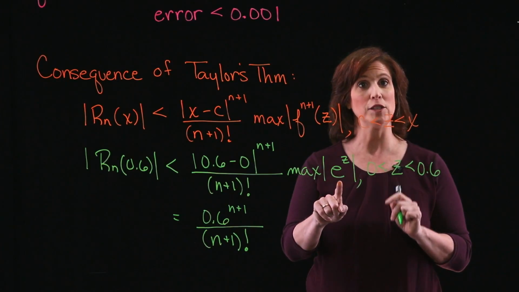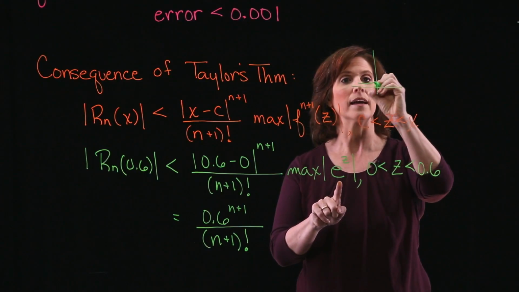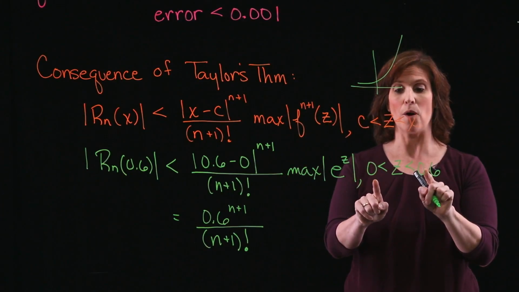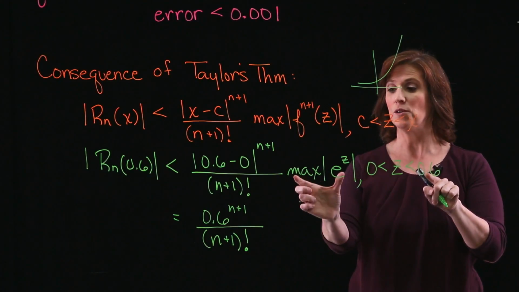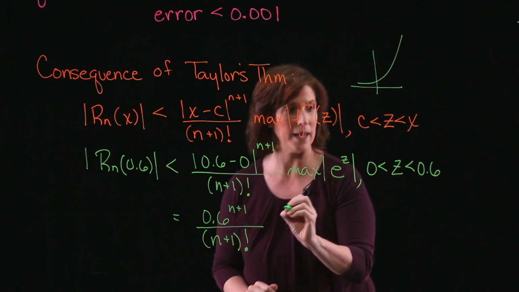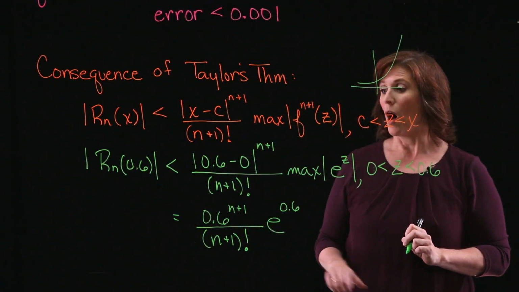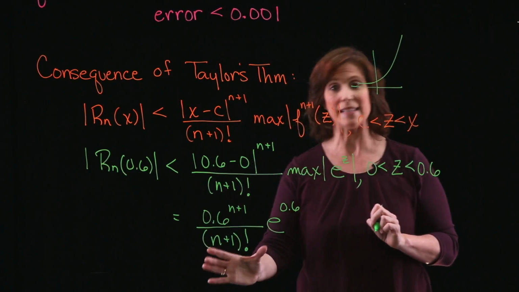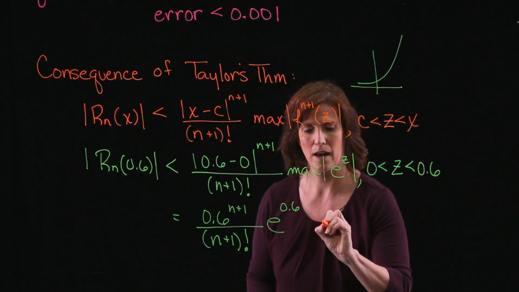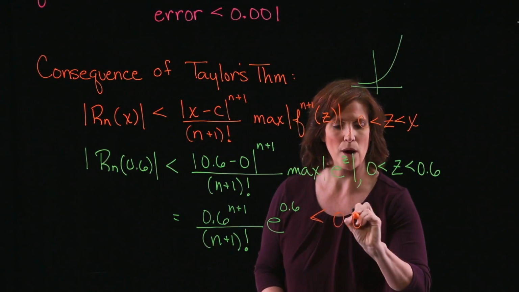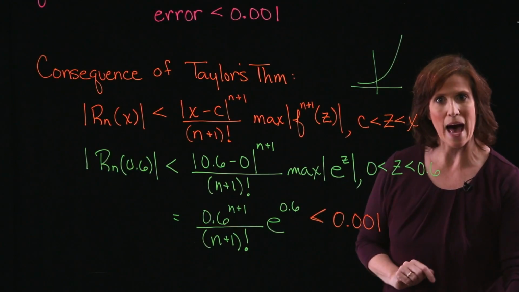Remember what an exponential function looks like. An exponential function is always increasing, which means that between 0 and 0.6, it's going to take its largest value at 0.6. So this term right here will be e to the 0.6. Okay, so now that I know that my remainder is less than this, and I want this to be less than 0.001. So now I need to figure out a value of n that will make this happen.